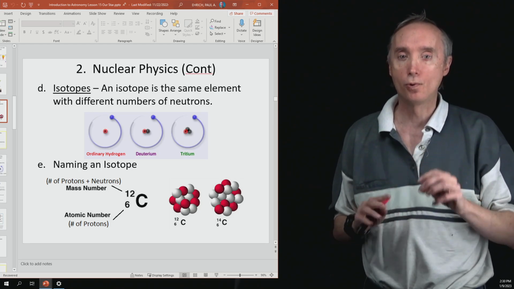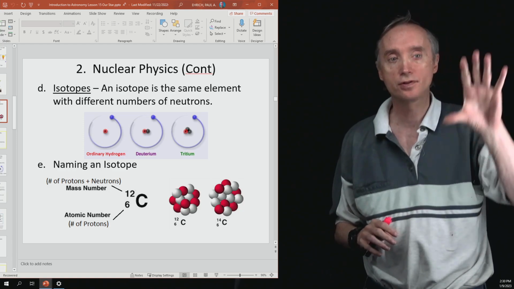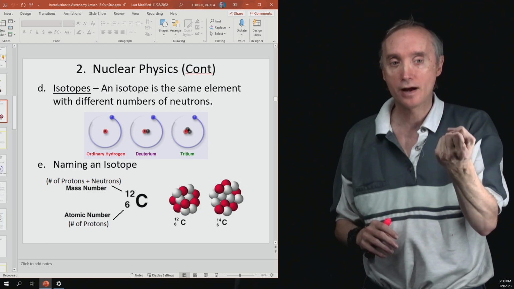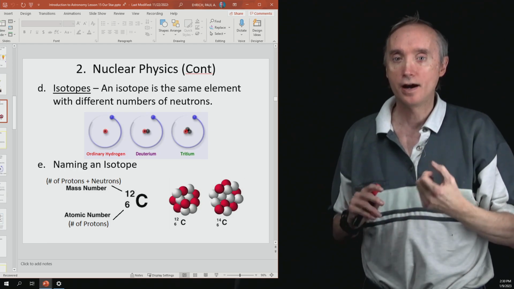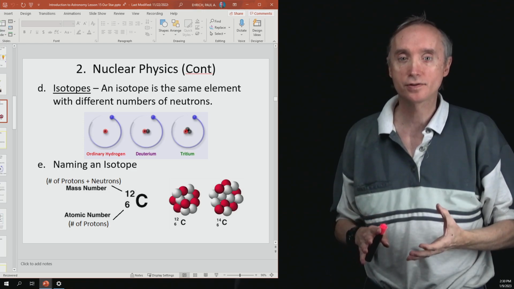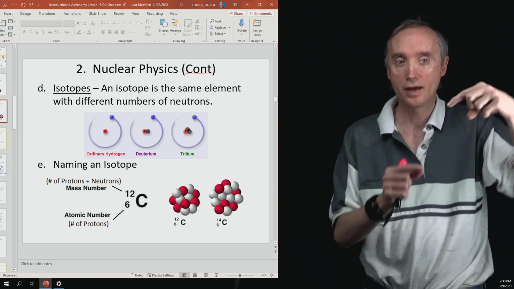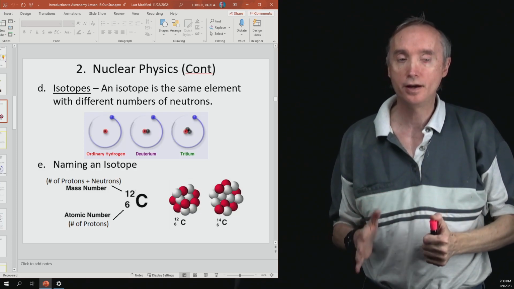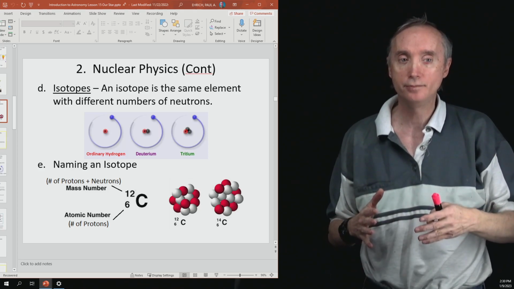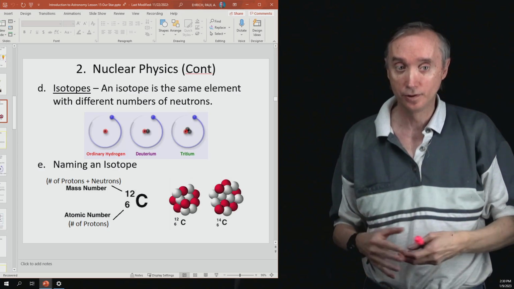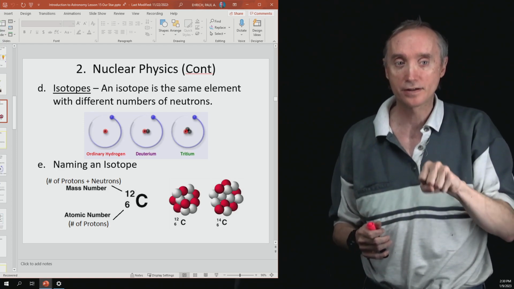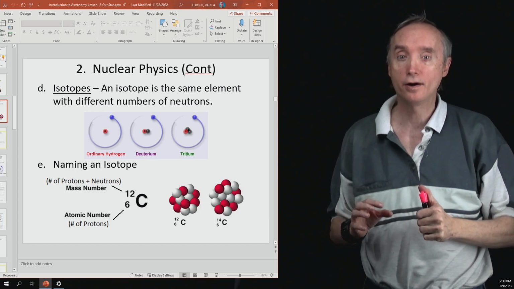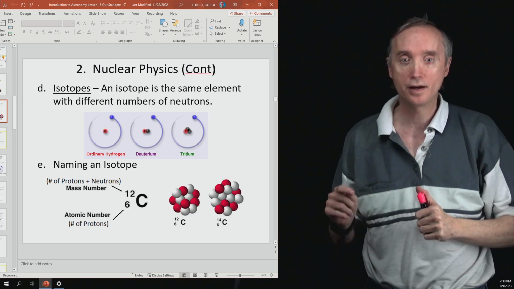So let's talk about ordinary hydrogen. If you were just to grab some air and look for some hydrogen in there, the hydrogens you would find would consist of one proton and one electron in orbit around it. So we call that ordinary hydrogen. And 99.9% of the time, if you grab some hydrogen, that's what it's going to be. Okay, but there is a more rare isotope of hydrogen.